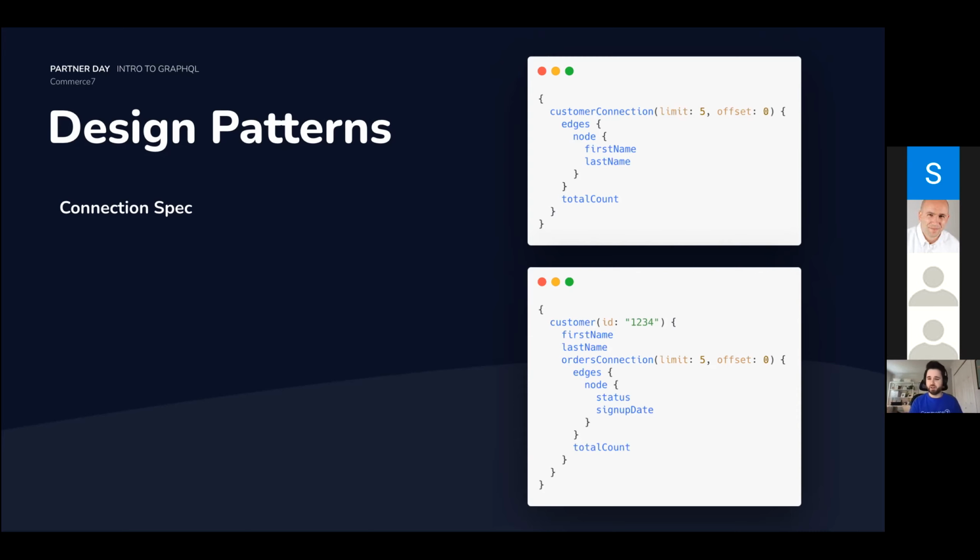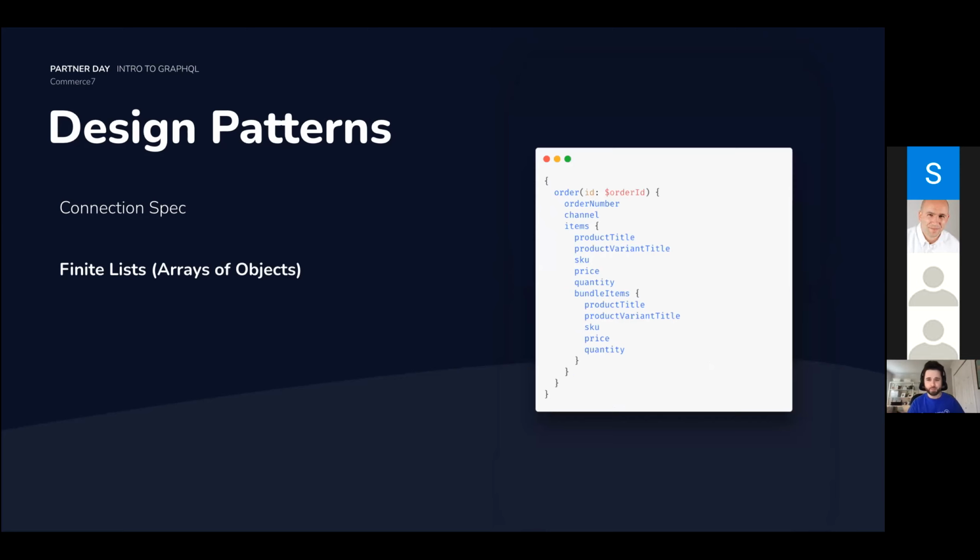We've stuck with the naming convention of appending connection to these fields to be as explicit as possible, in case we want to add a field that just returns an array of all objects without pagination or extra metadata, which leads me into my next design pattern.